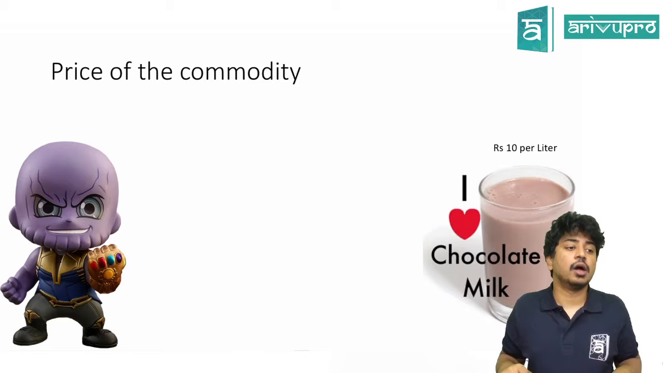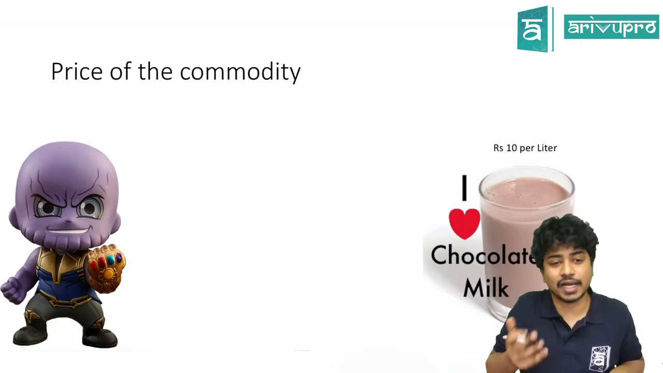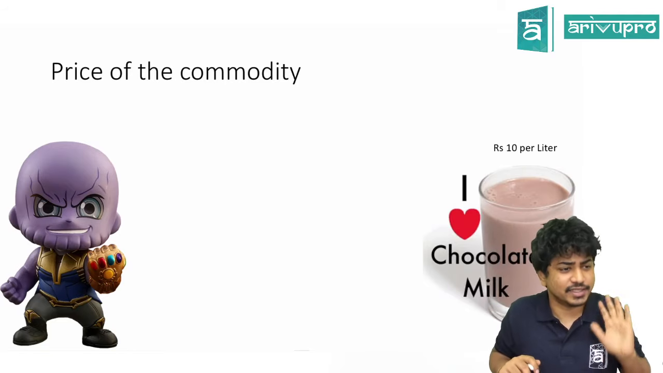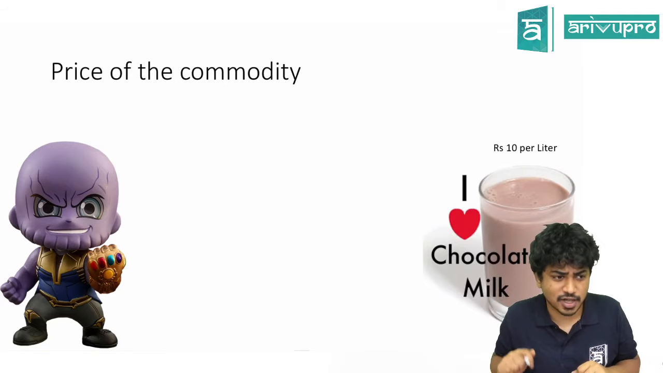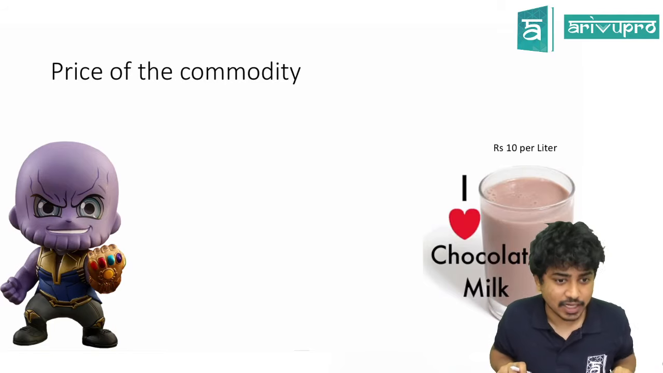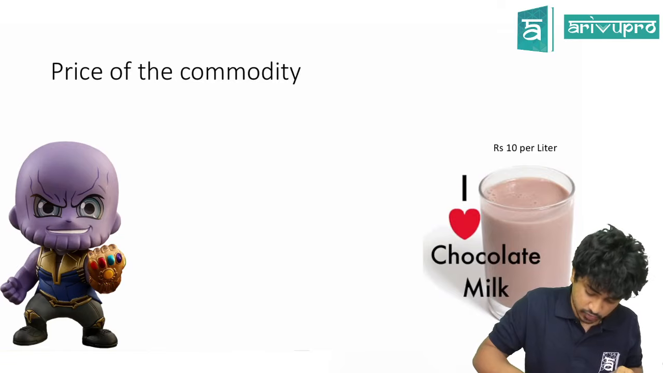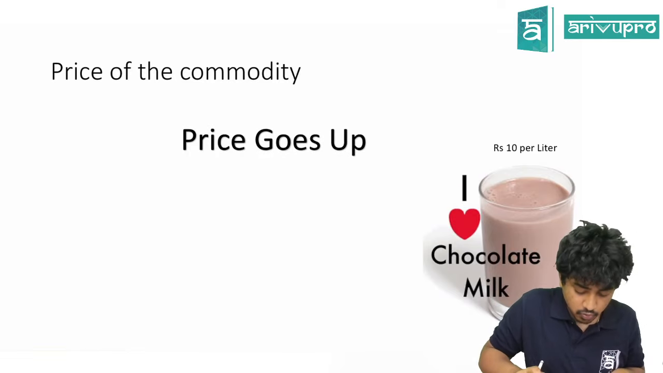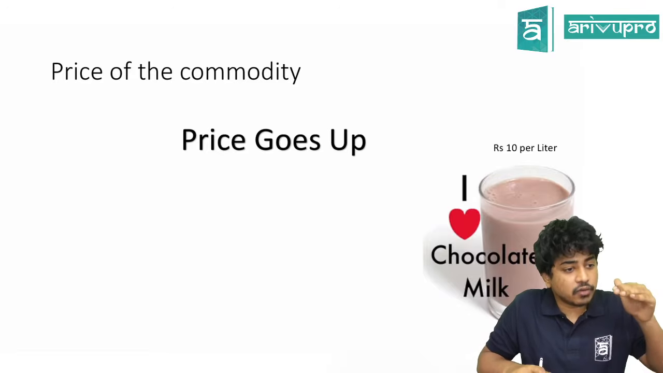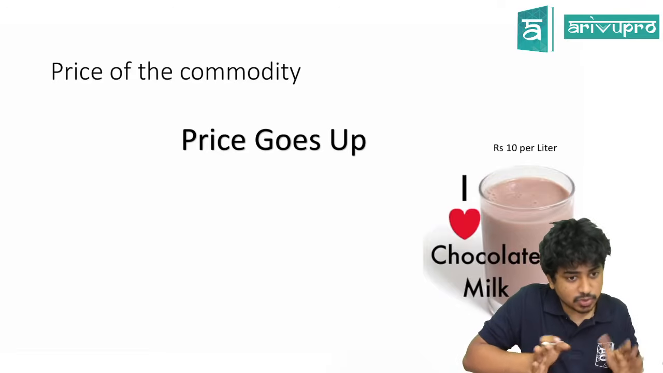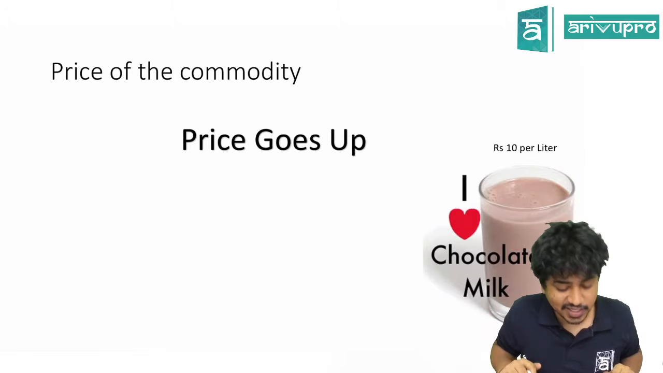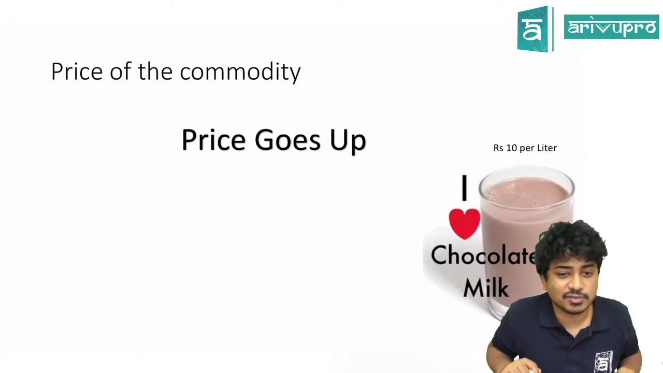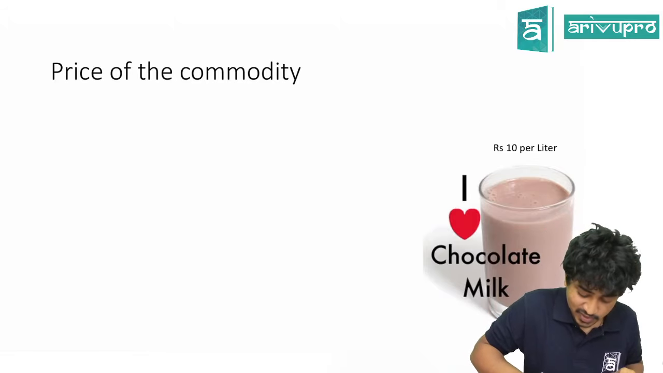Now, price of a commodity. How does the price of a commodity affect demand? Yesterday itself we saw, right? But anyhow, we'll see. In simple sense, if price is going up, what will happen? Demand will fall. See, Thanos Babu left. Right, Thanos, his price went up, Thanos Babu left. So, that is how it is.